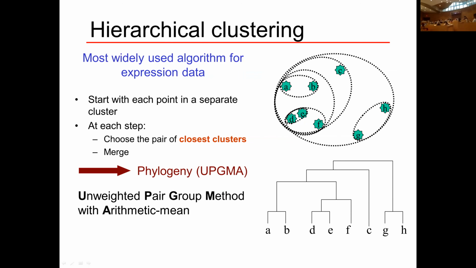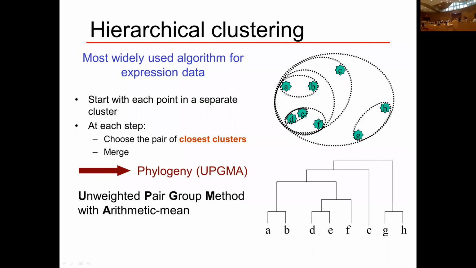So this is exactly the same algorithm that we're going to see in the phylogenetic lecture, and this is known as UPGMA, or unweighted pair group method with arithmetic mean, which is not a super creative name, but it basically says that I'm not going to be weighing the points, I'm only grouping a pair at a time, and the arithmetic mean is how I compute the next set of centroids.